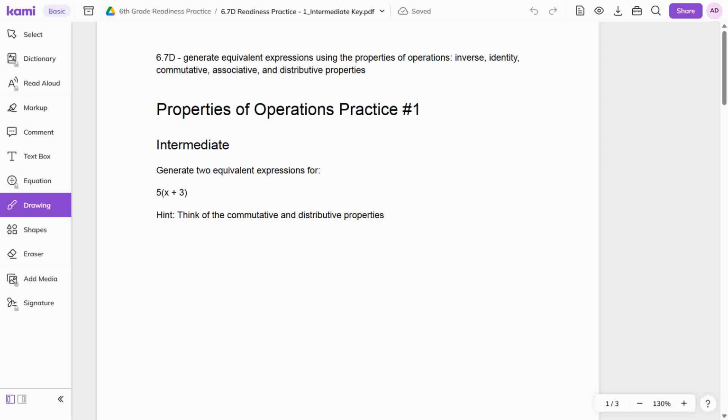Today we are looking at the 6th grade concept of properties of operations. This is 6.7D, Readiness Practice, the intermediate version.